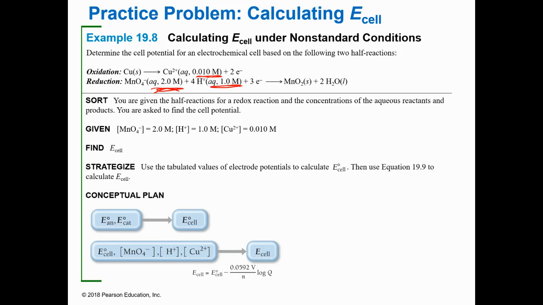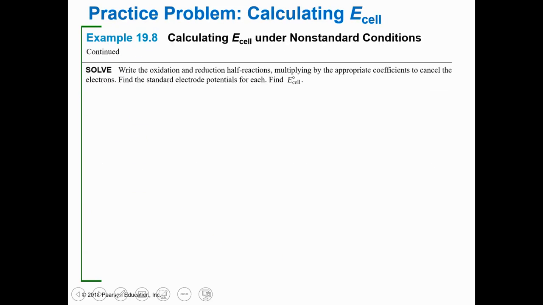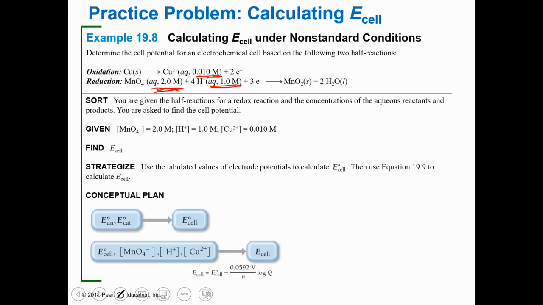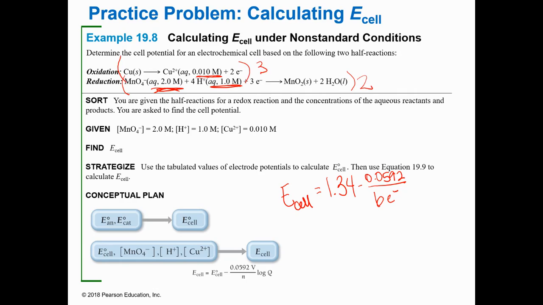Trying to get the E cell. This one did not give us E cell. Okay, so here's our E cell, 1.34. So I'm going to go back. It told us, so E cell is 1.34 minus 0.0592 over, this one has 6 electrons total. And the reason it's 6 is because there's 3 and 2. Okay, so make sure you multiply properly, because that's going to be taken into account.